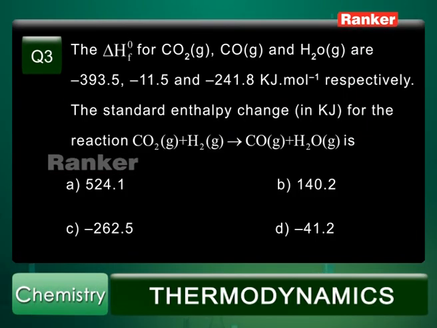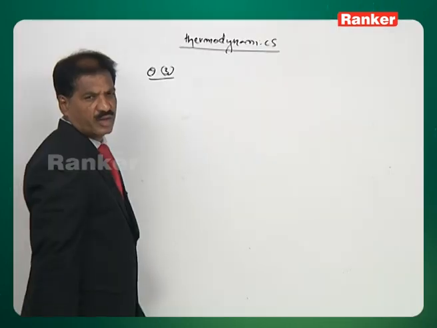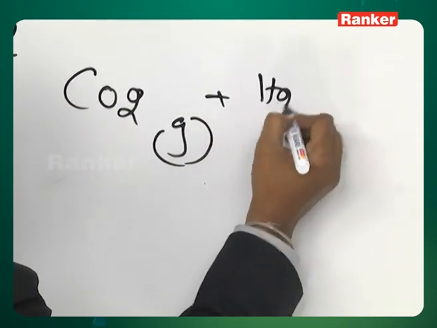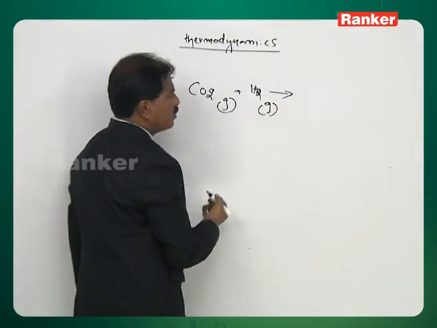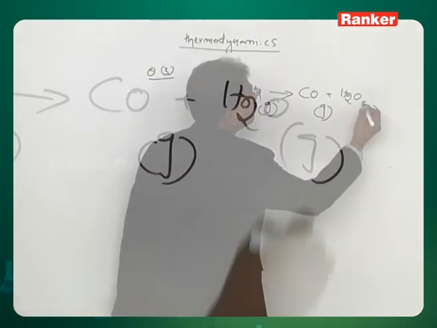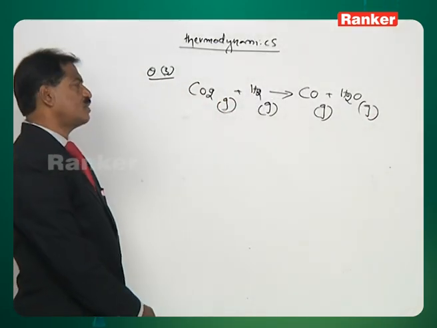The heat of formation of CO2 gas, CO gas and H2O gas are minus 393.5 kilojoules per mole, minus 11.5 kilojoules per mole and minus 241.8 kilojoules per mole. What is the standard enthalpy change in kilojoules per mole for the reaction CO2 plus H2 gives CO and H2O? The reaction is CO2 gas plus H2 gas gives CO gas plus H2O gas. For this reaction, they are asking the enthalpy change.